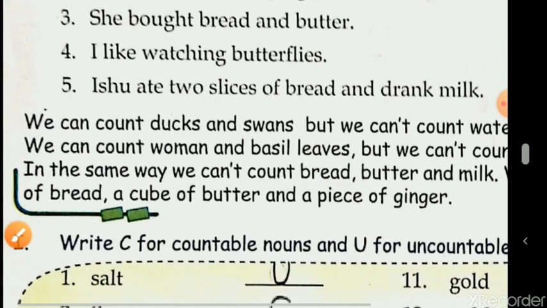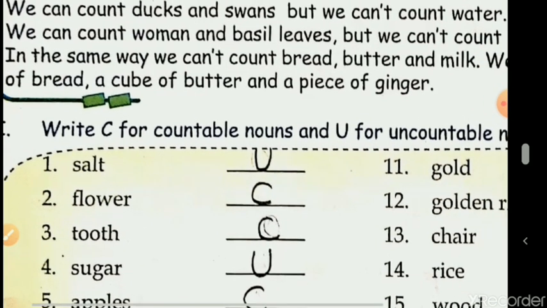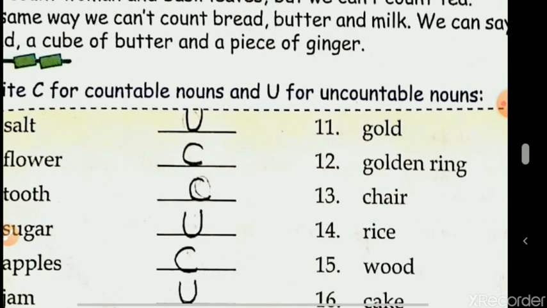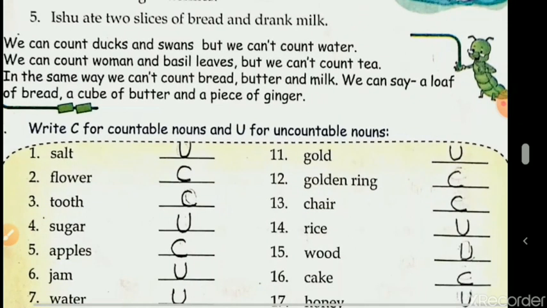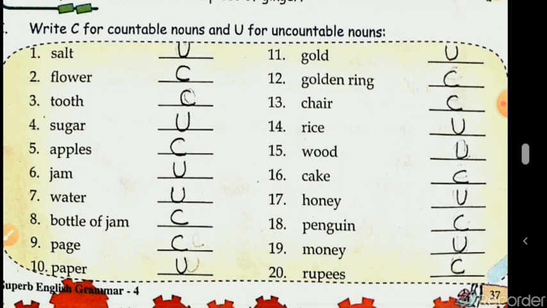Now, let's do exercise 1. Now, students, what we have to do in this exercise, we need to write C for countable nouns and U for uncountable nouns. There are some nouns given and we need to identify whether the nouns are countable. If the noun is countable, we will write C. If the noun is uncountable, we will write U. Come on, let's start with exercise 1.